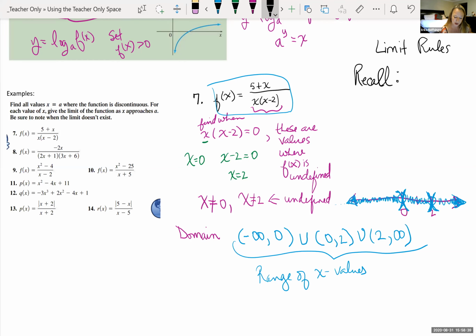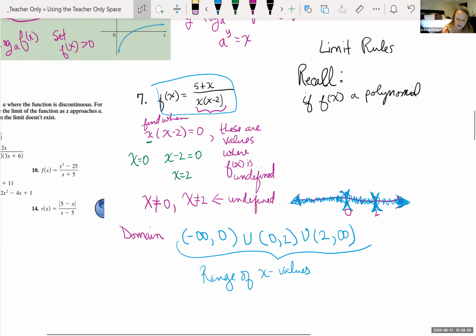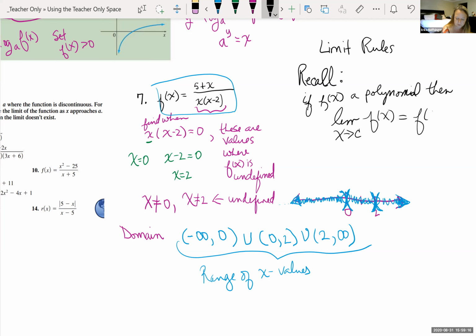If f of x is a polynomial, then we know that the limit as x approaches c of f of x is equal to f of c. So that was one rule that we're going to use here.